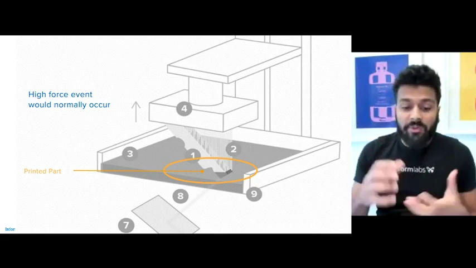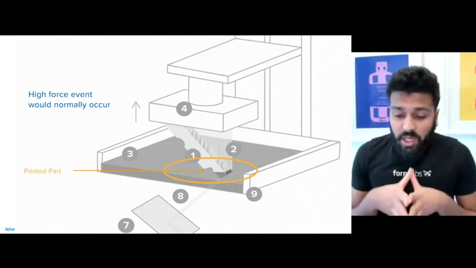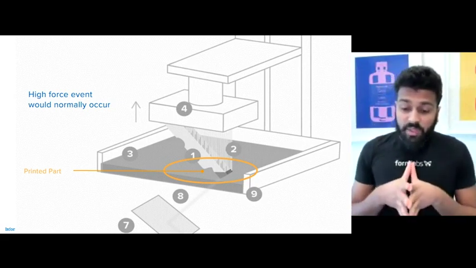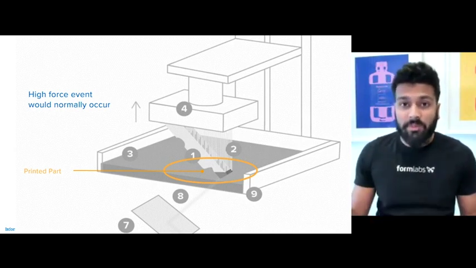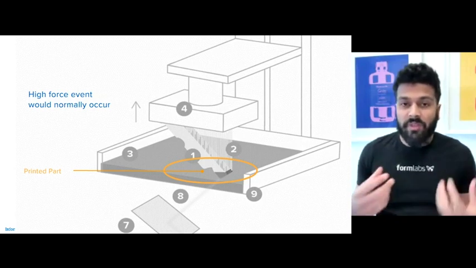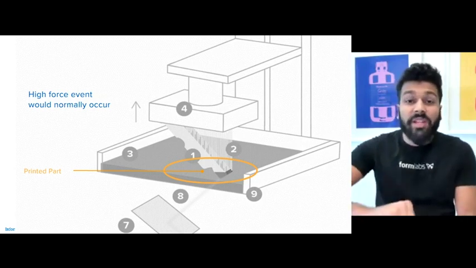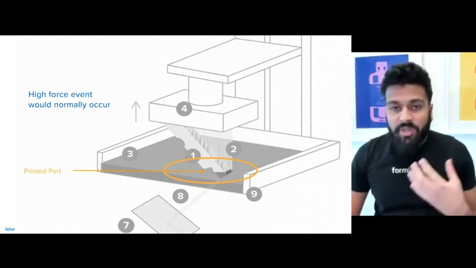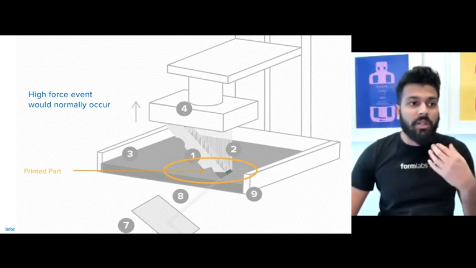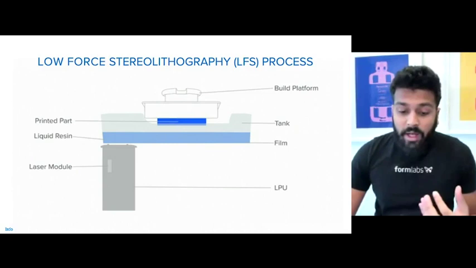When that happens, there's a high force event, and in the case of SLA and DLP, you can equate this to going to your kitchen, taking 2 glass plates, pouring something very viscous like honey in between them, and trying to separate them. It's not that easy. And what that does is it has some detrimental effects to your print over time. It can cause failures. It's not that great.